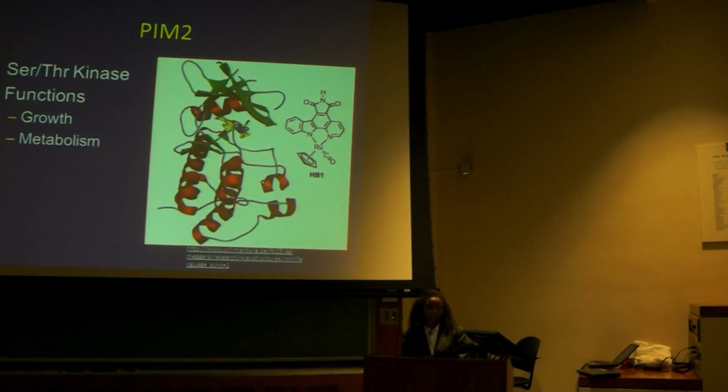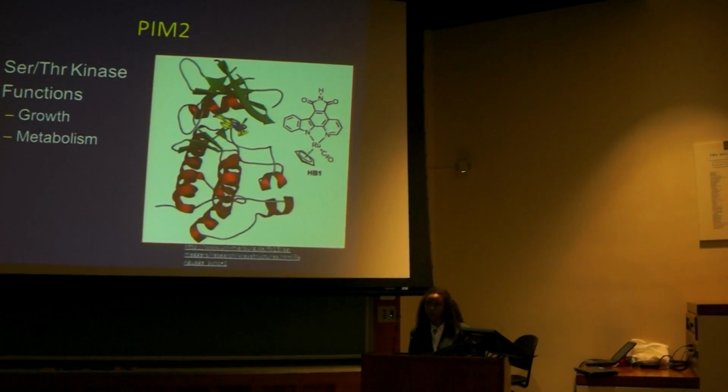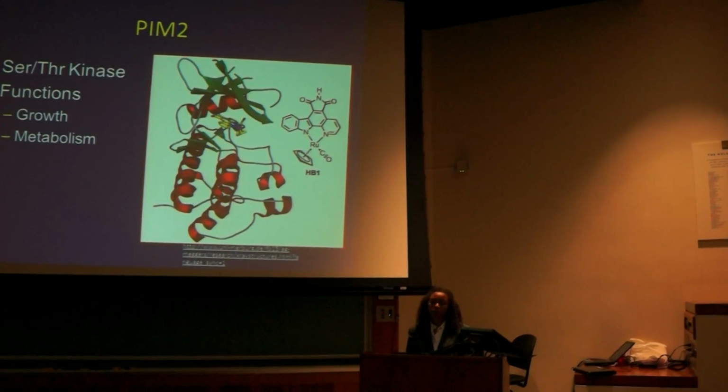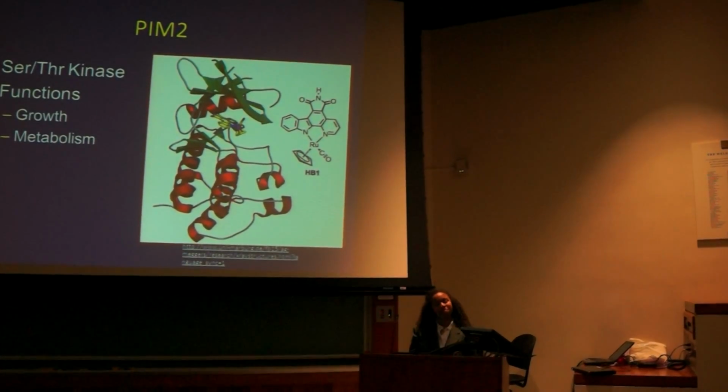In our lab, we use PIM2, and PIM2 is a serine-threonine kinase. It is found in most cells because it controls the growth and metabolism of the cell, also controlling whether or not a cell undergoes apoptosis. To the right shows a crystallized form of the protein PIM2.